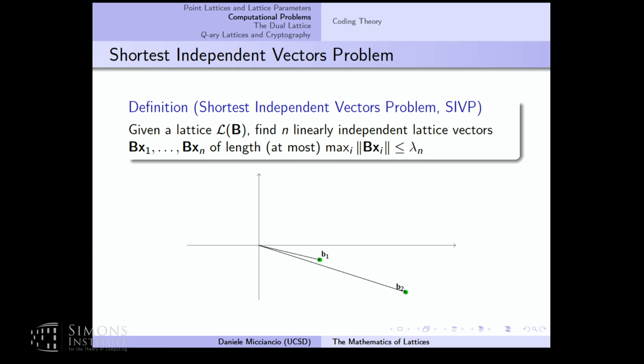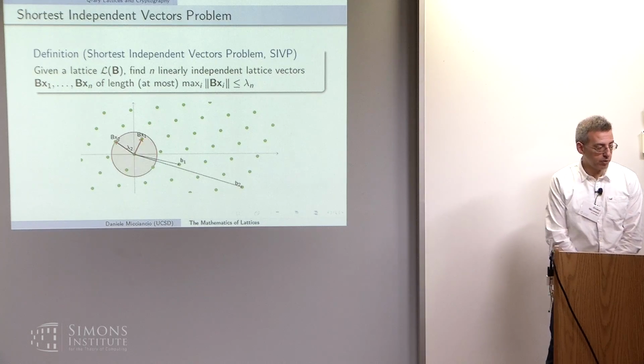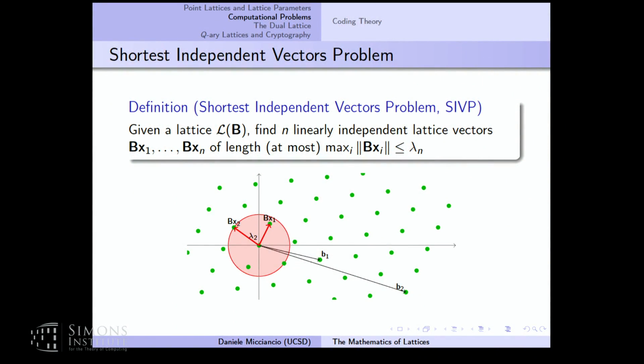You can define a harder version of the problem where you want to find n linearly independent vectors of length achieving exactly lambda 1, lambda 2, all the way up to lambda n. But in the most common formulation, you just consider the lambda n upper bound, and you want to find those points. Again, this is our usual lattice. You are given just a basis as input, and you put a sphere around the origin. You set the radius to lambda n so that it contains n linearly independent vectors, and you want to find them, or perhaps you just want to estimate the value of lambda n.